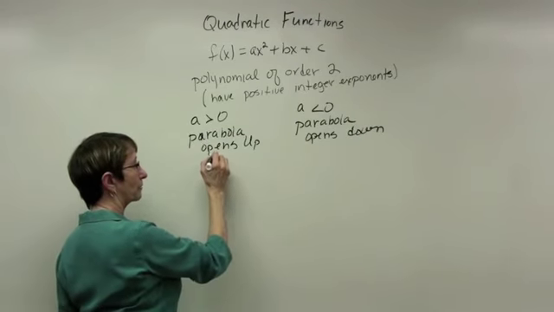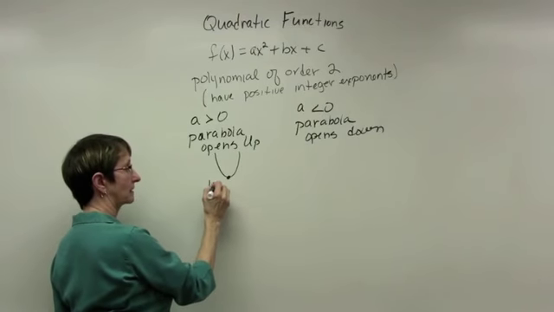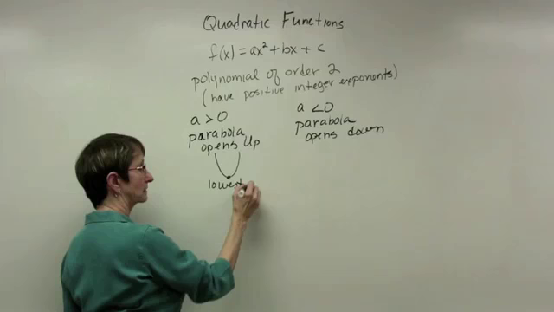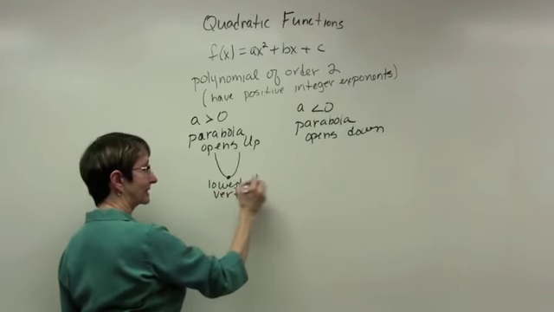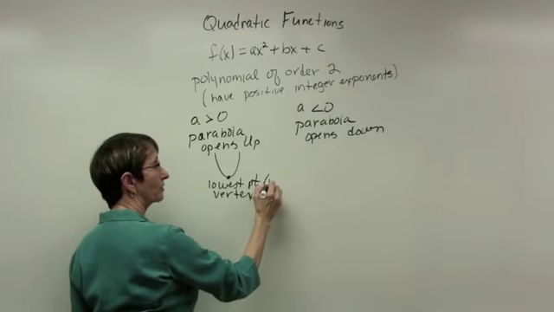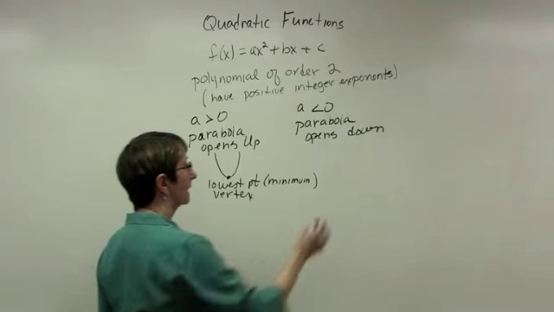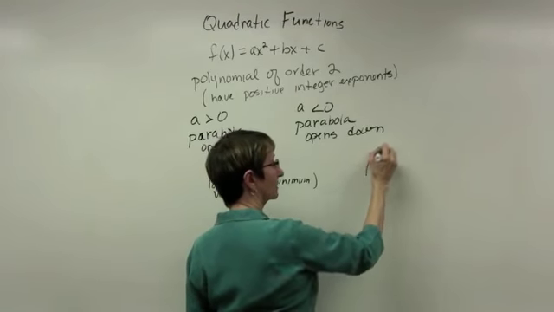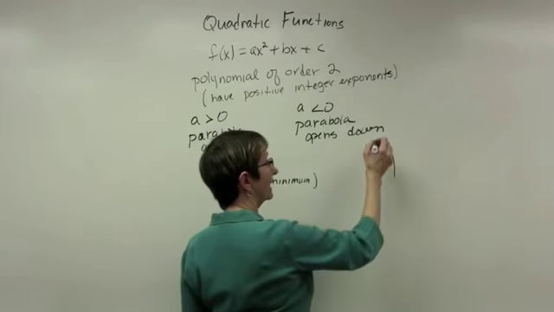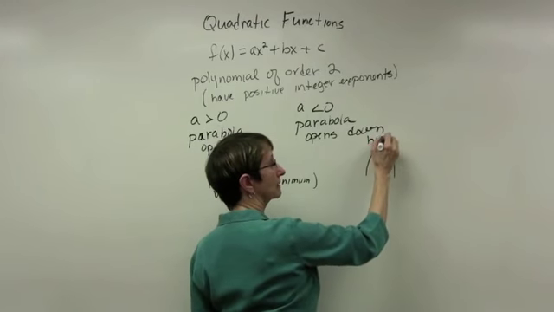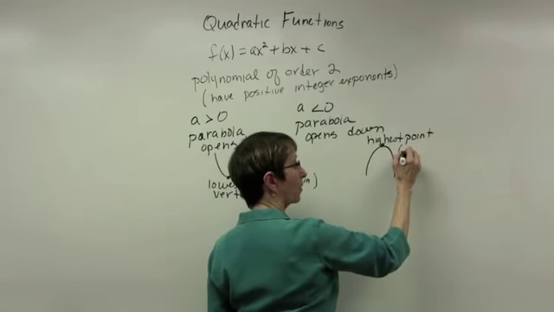So our parabola that opens up, the lowest point is called the vertex. And since it is the lowest point, it's also called the minimum. A parabola that opens down, that's where the vertex is, and it is the highest point, or the maximum.